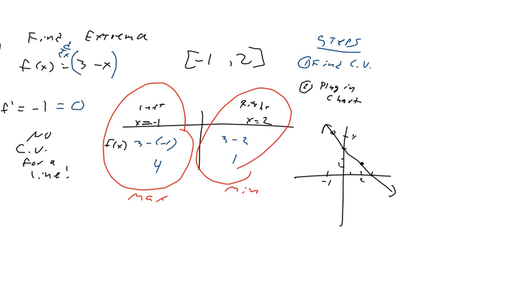There's my graph, right? That's my linear equation. So of course, the max is going to be the endpoint over here. Max is this one, min is this one, because it's just straight. There's no peaks or valleys because it's a linear equation.